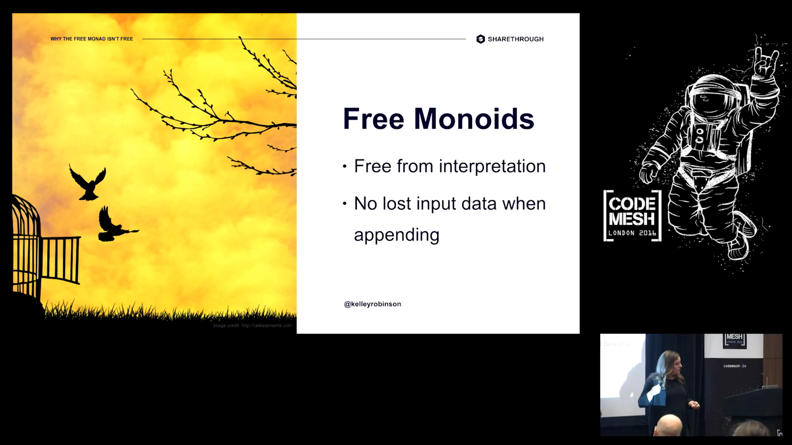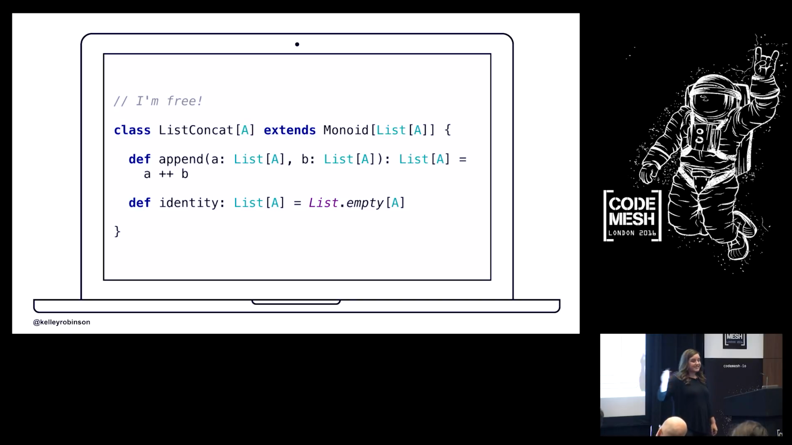And we can't lose any input data when we're calculating the result. So that's pretty vague, but we can look at some of the examples we talked about earlier in order to see what this means. List concatenation is a good example of a free monoid, and that's because when you append two lists together, you're just shoving the data together. You're not losing anything about the inputs.